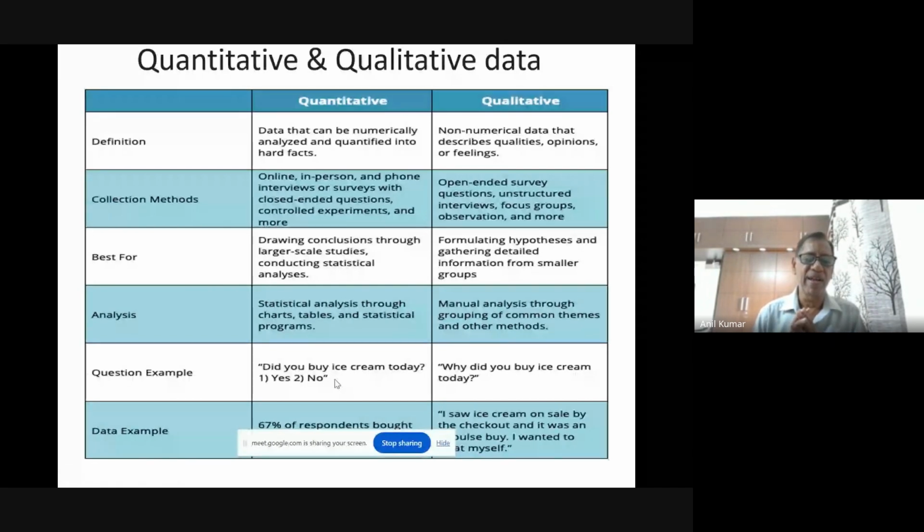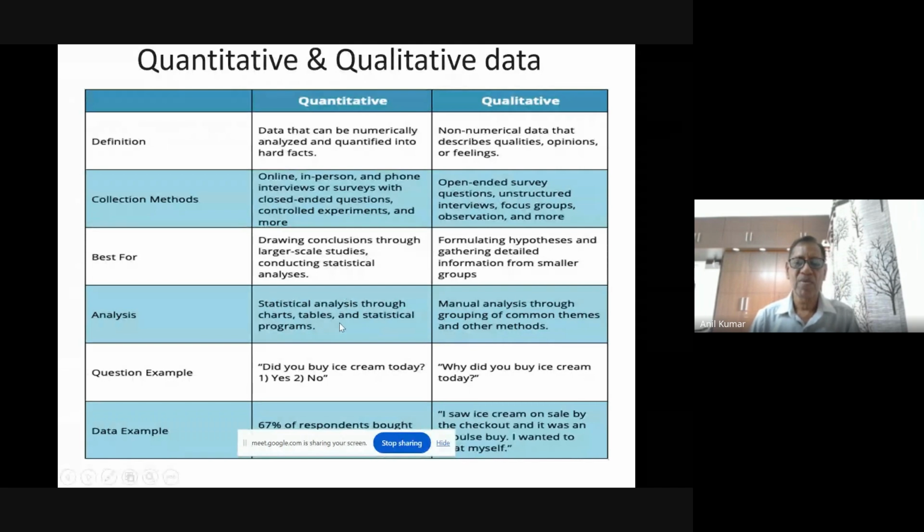Let's read that. Did you buy ice cream today? Yes or no? This is quantitative conversion. When we say, why did you buy ice cream today? If our question is like that, then we are entering into the depth of that ice cream buying. So it is in qualitative form. And that's why in the data examples, if you look again, you will find percentage form and numeric form.